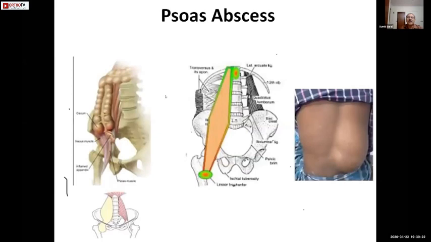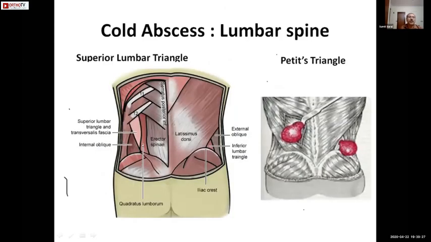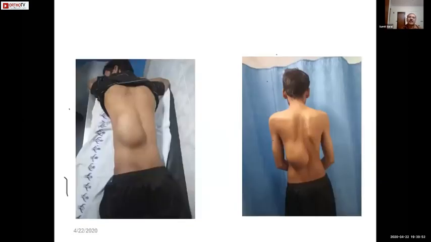So this is the psoas abscess, and for the triangles, there are two important triangles for the students to know. One is the superior lumbar triangle, which is bounded by the T12, and then you have the internal oblique here, and then the quadratus lumborum. And the Petit's triangle is bounded by the iliac crest, the latissimus dorsi, and the external oblique. So these two areas from the interfascial planes, a cold abscess may track down and you must look for them during the palpation. So different sites of cold abscesses could be there.